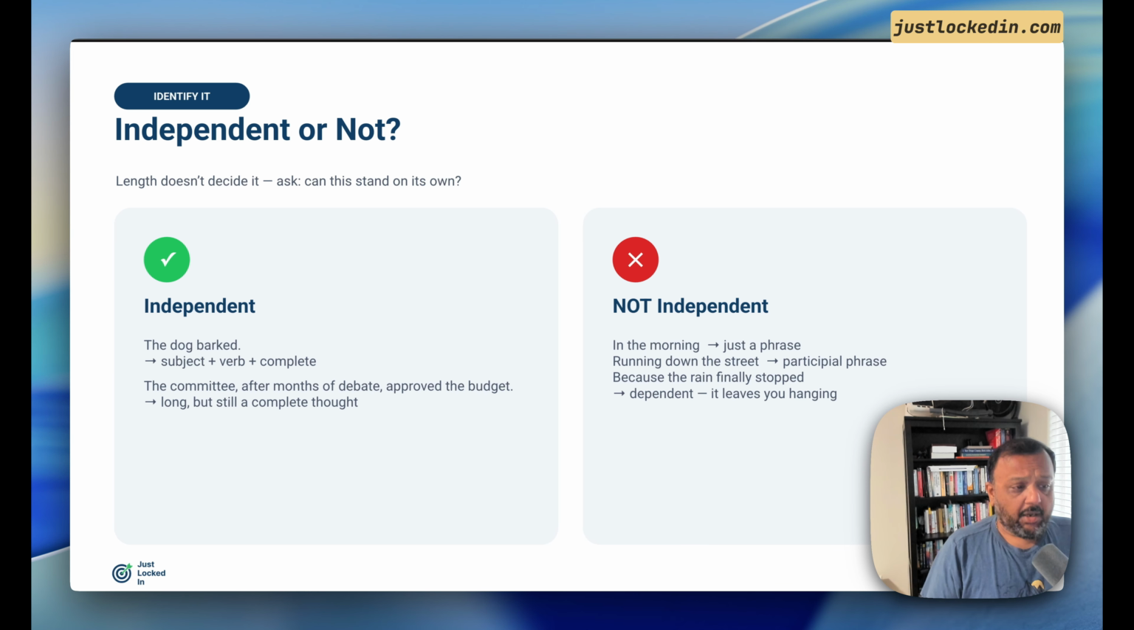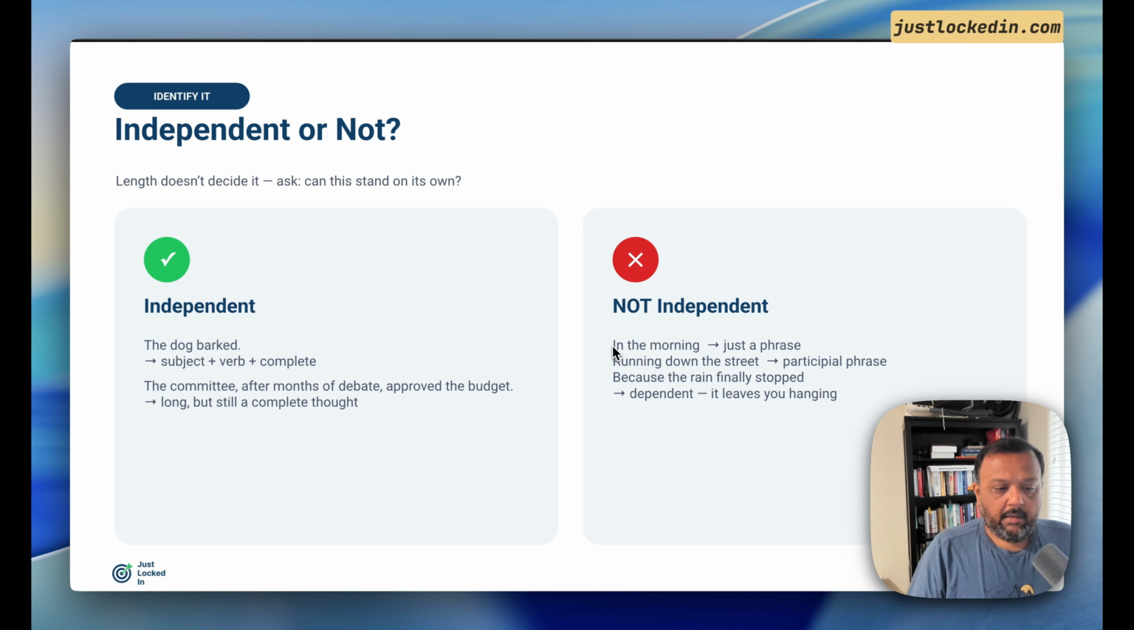The dog barked. That's an independent clause. We put a full stop and made it a full legal sentence. Take this one: The committee, after months of debate, approved the budget. That's an independent clause too. We put a full stop and made it a legal sentence. It's a long one, and it's a legal sentence.